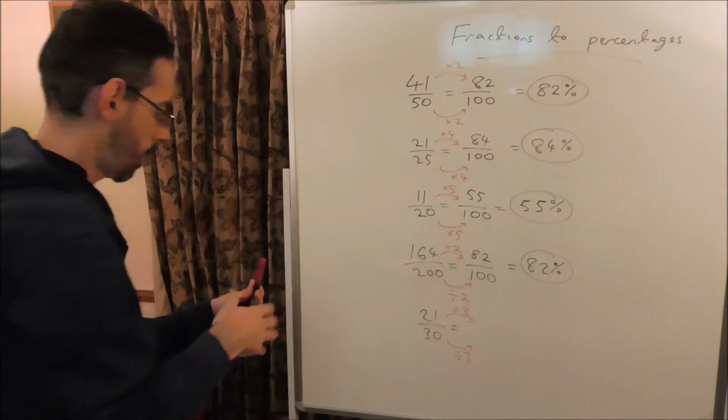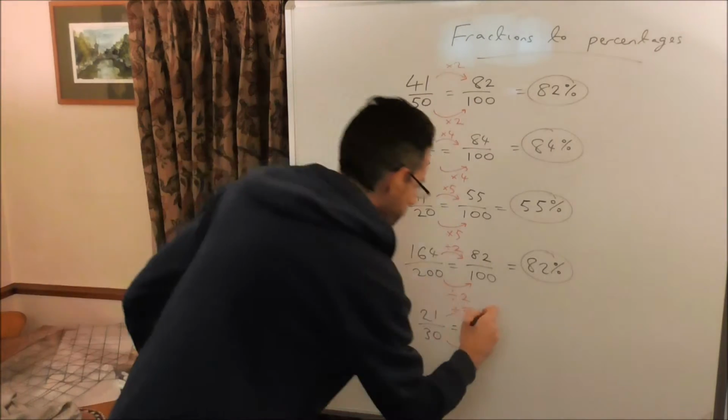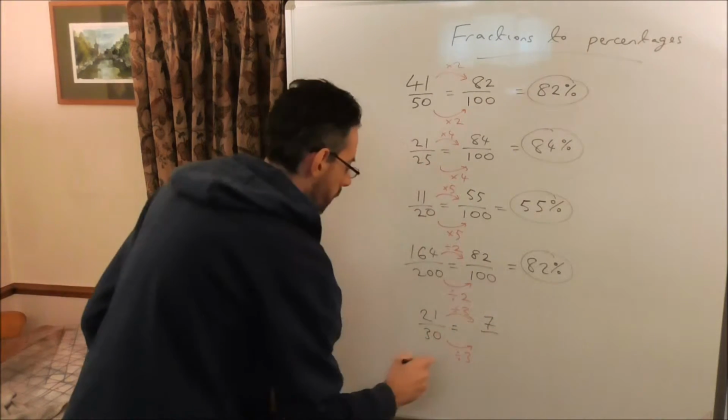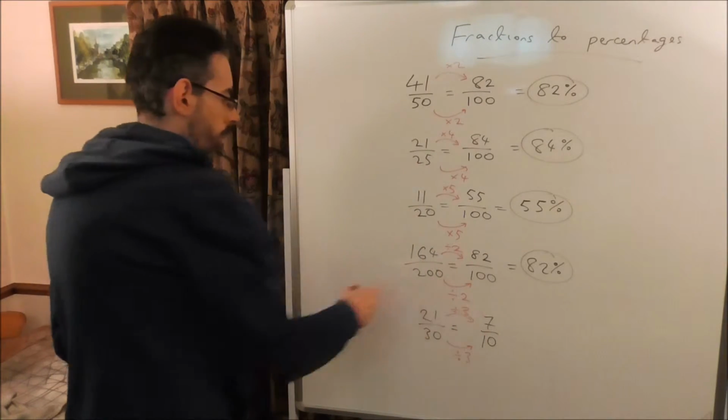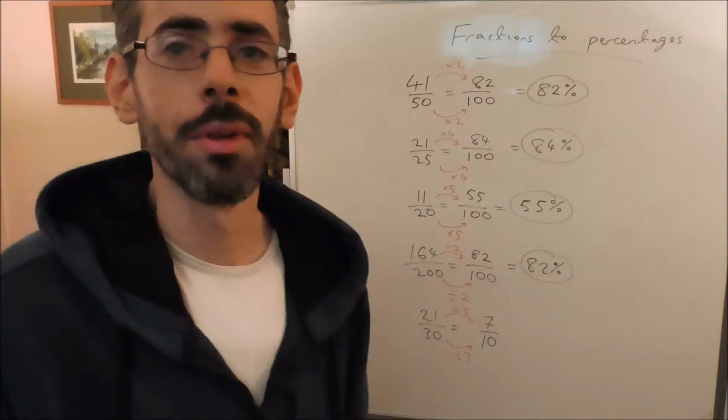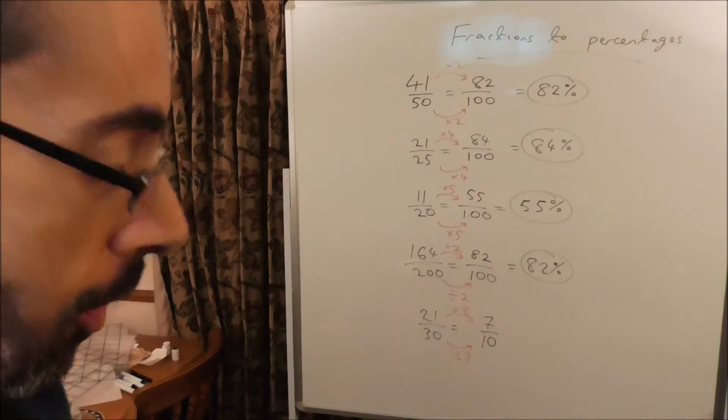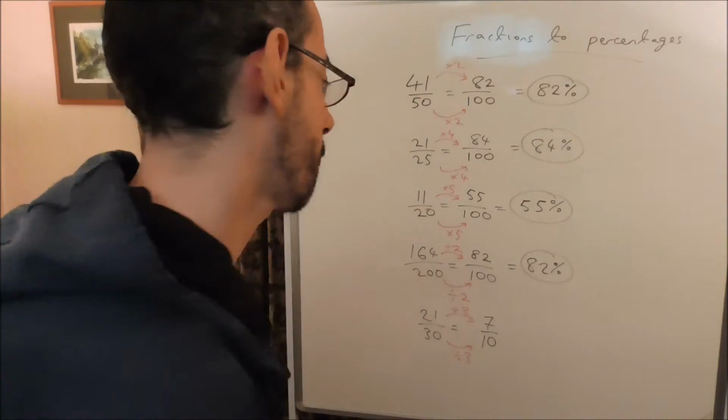21 divided by 3 is 7. And 30 divided by 3 is 10. So 21 over 30 is the same as 7 over 10. And some of you might know what that is as a percentage already, but let's get it out of 100.